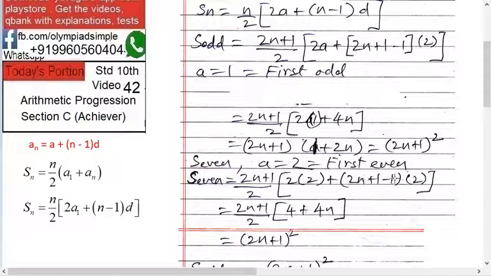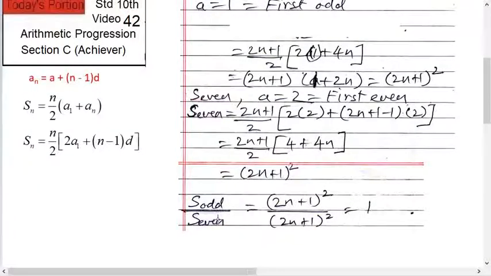2n plus 1 minus 1 into d, that is 2. So solve this. 2n plus 1 upon 2 into 4 plus 4n. So again it becomes the same thing. 2 outside, 2n plus 1 the whole square. So s odd and s even both are same only. So s odd upon s even equals 2n plus 1 the whole square upon 2n plus 1 the whole square, that is 1. So that's the required answer.